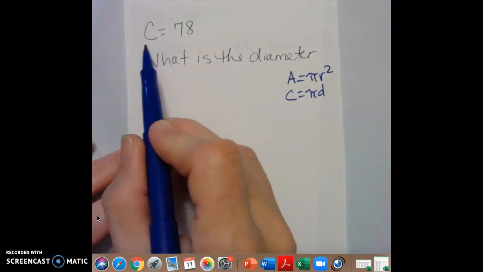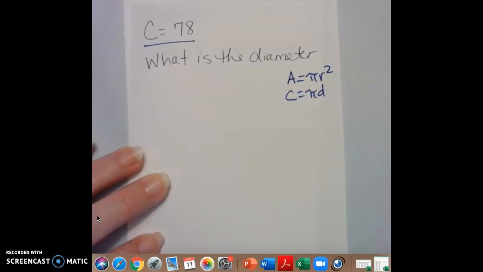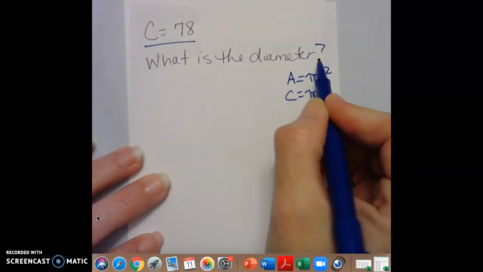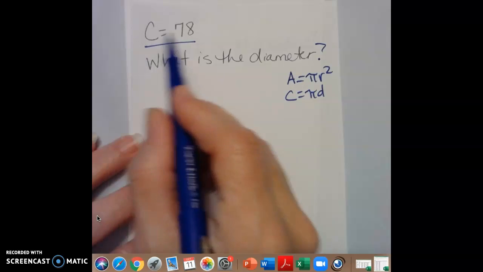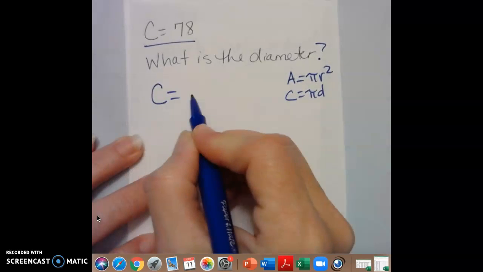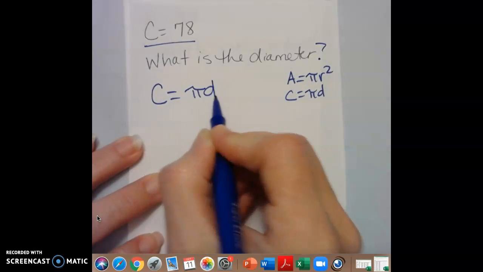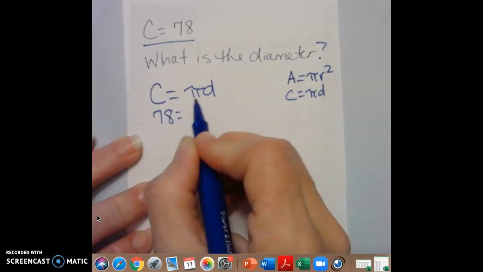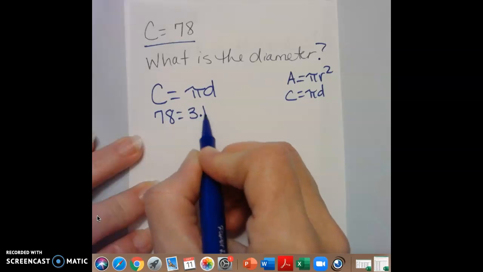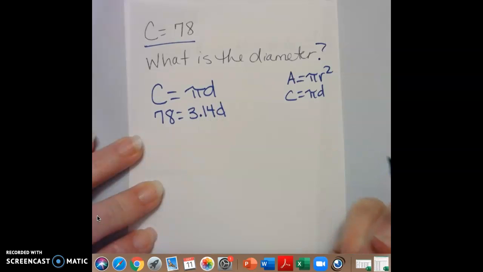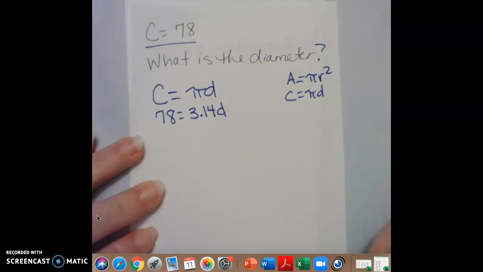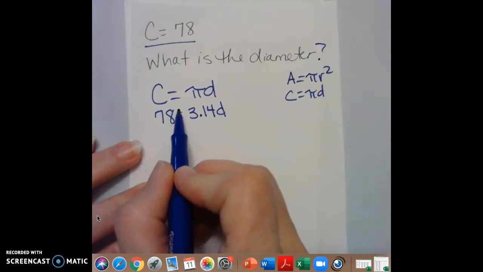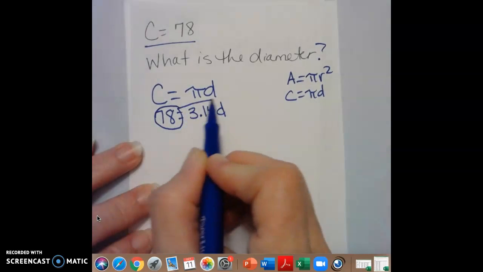This tells us that the circumference is 78, and the question is, what is the diameter? So I'm going to fill in everything I know. I know the formula is circumference equals pi d. So for the circumference, I'm going to put 78. For pi, we know it's 3.14, and the diameter, I don't know what that is, and that's what we're looking for.